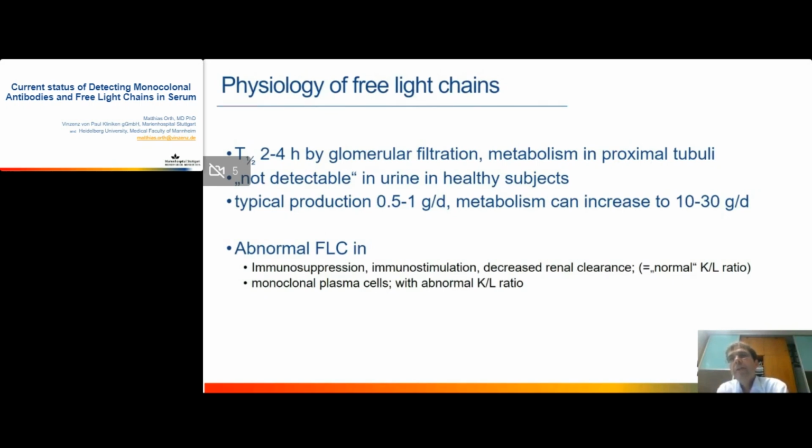But the free light chains in the urine in the early stages of multiple myeloma are not useful for detecting the disease. This abnormal free light chain can be present not only in multiple myeloma, but also in patients under immunosuppression or immunostimulation, or when the renal function is diminished. In this case, both kappas and lambdas will be increased, and therefore they will have a rather normal kappa to lambda ratio. When there are monoclonal plasma cells, then only one of these free light chains will be increased, and therefore we will have an abnormal kappa to lambda ratio.